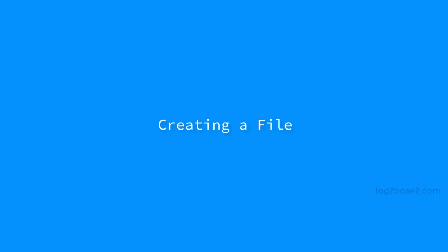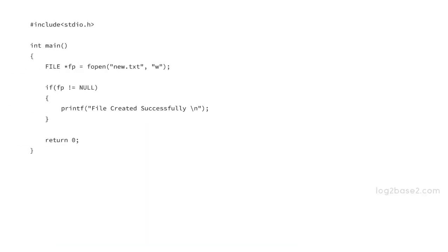We have already learned how to open a file. We can use the fopen function, and the syntax to open a file in write mode is fopen(file name, "w"), where w is the write mode. If the specified file exists, we can write data to it. But if the specified file name does not exist, it will create a new file. So let us create a file named new.